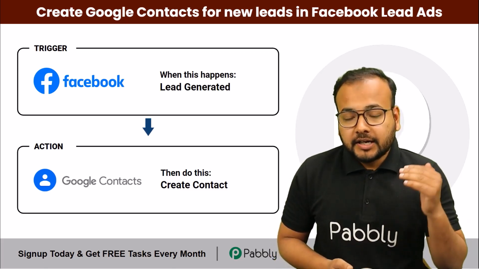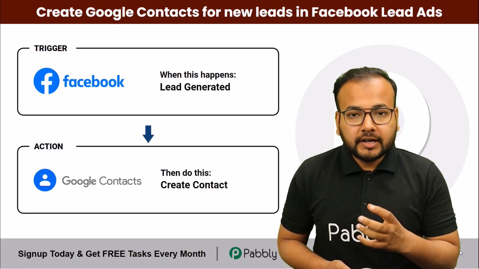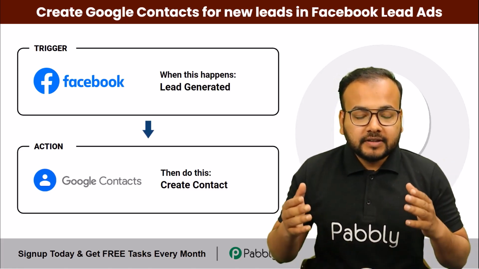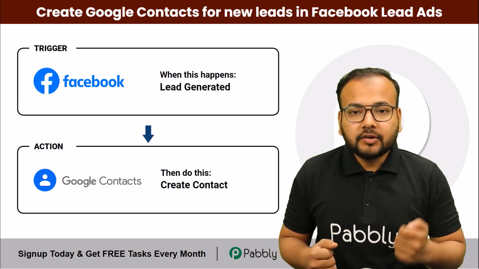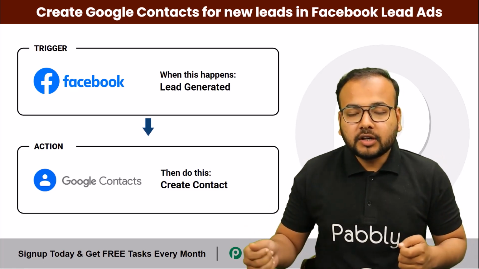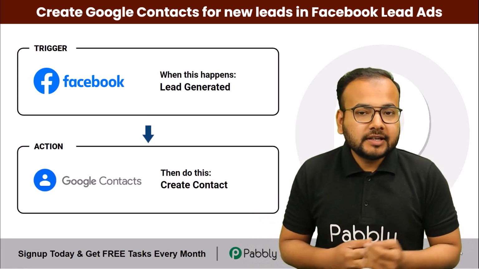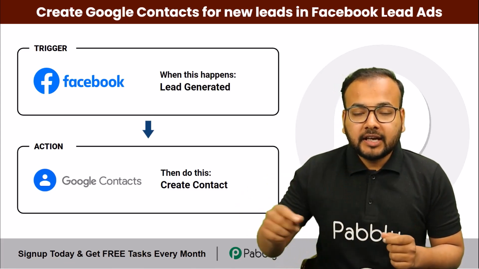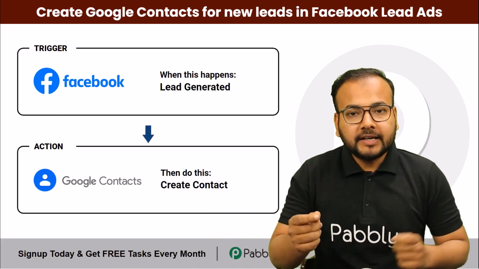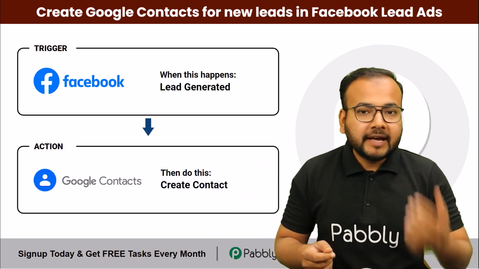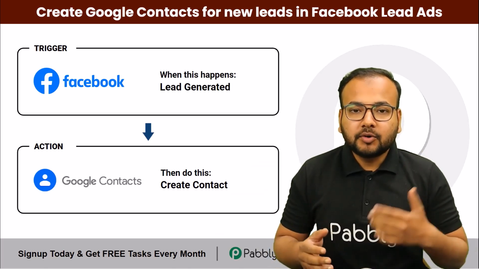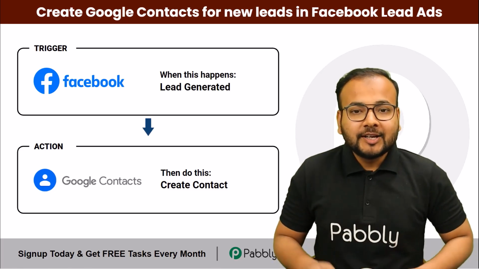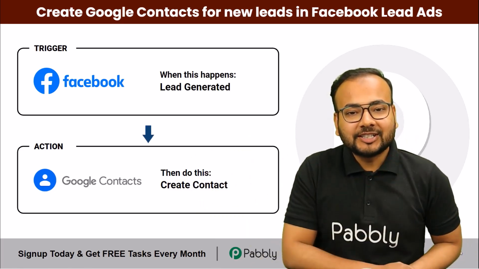So guys, in Google Contacts, you can store the contacts or the leads that you're generating from your ads. And with the help of an automation, we are going to connect Facebook lead ads with Google Contacts in such a way that whenever there is a new lead generated from Facebook lead ad, the same lead will be added inside Google Contacts automatically, and you do not have to do it manually. So it will save your time and improve your productivity. And we are going to set up this automation without any coding. So let me show you how you can set up this automation.